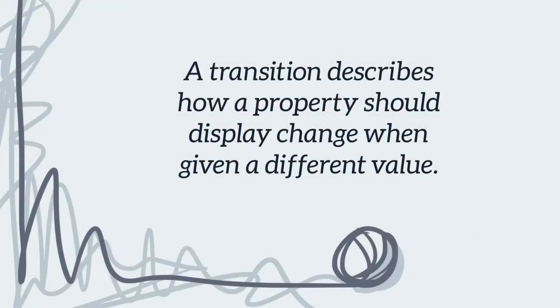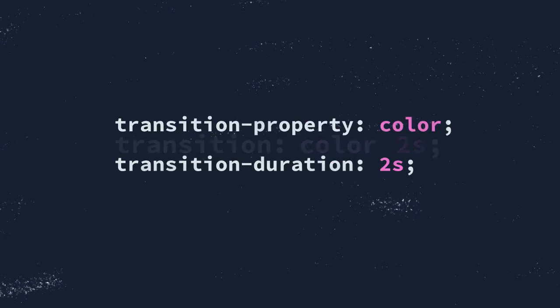Should it happen fast? Should it happen slow? How long should it take? Do you want to do anything special with it? Transitions describe that change from one state to another. As such, you need two ingredients to make a transition: the property you want to change, like color, and the duration, how long you want it to take to change. You can write this out with transition property or transition duration, but the shorthand is just to list them side by side. Let's look a little closer at the anatomy of a transition.